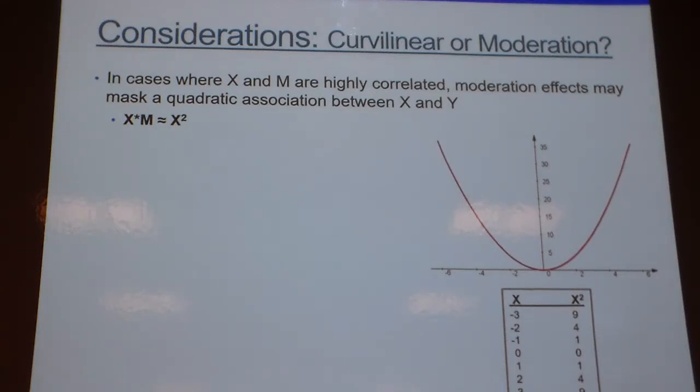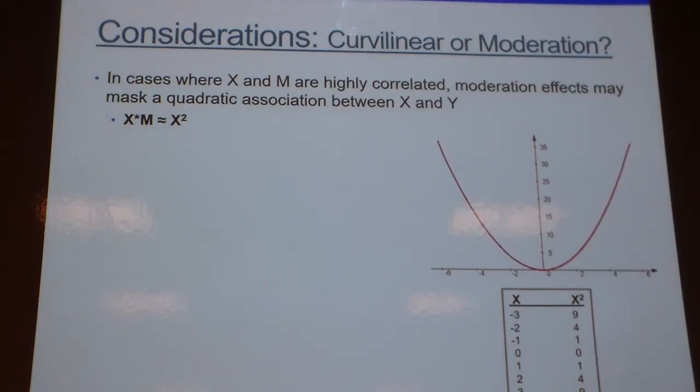So let's say, because again, my interaction effect is a product term of X and my moderator, okay? But if X and my moderator are really strongly related, I might get a significant interaction effect here that might not actually represent a moderation effect. I might actually have a curvilinear effect of my X variable with my outcome, right? So here is a quadratic effect. This is my predictor, this is my outcome.